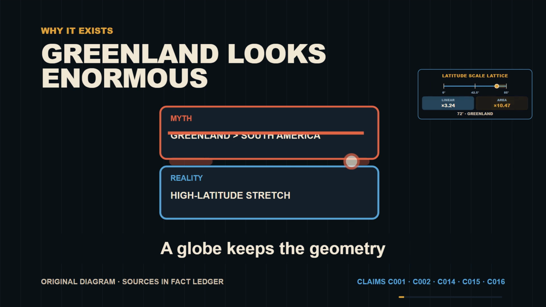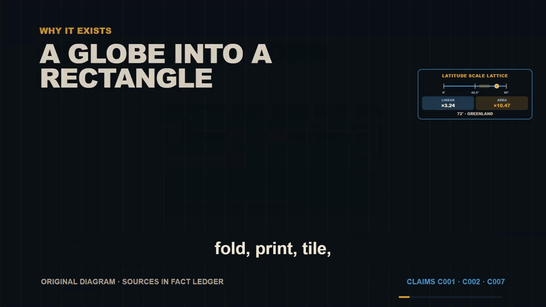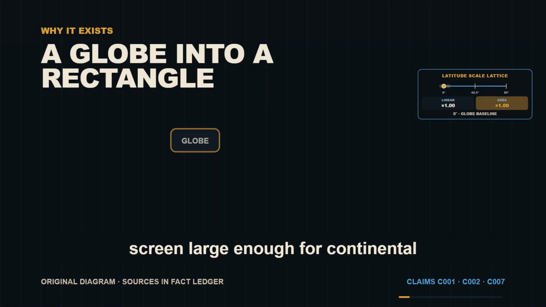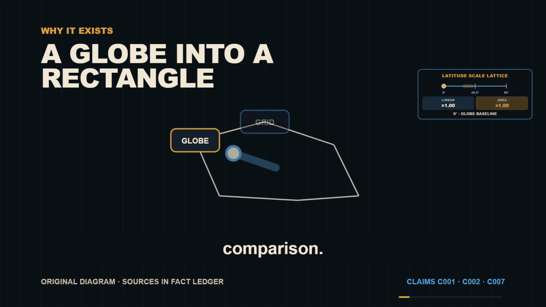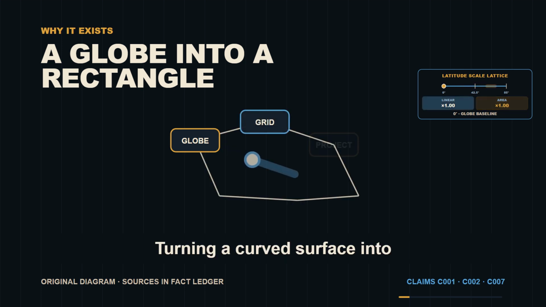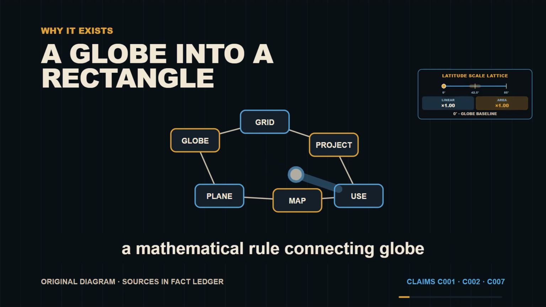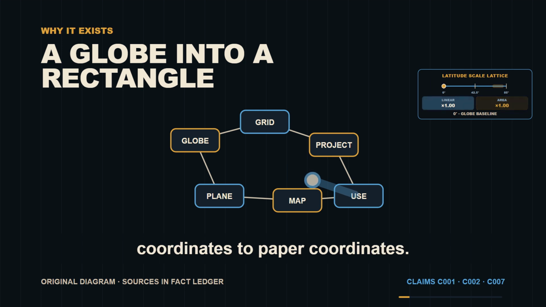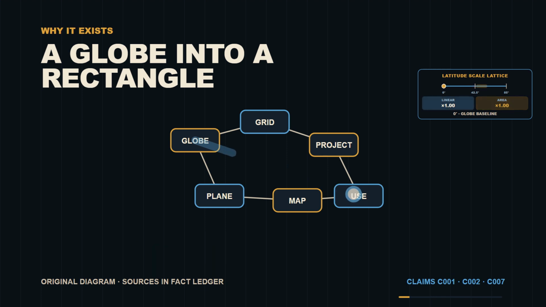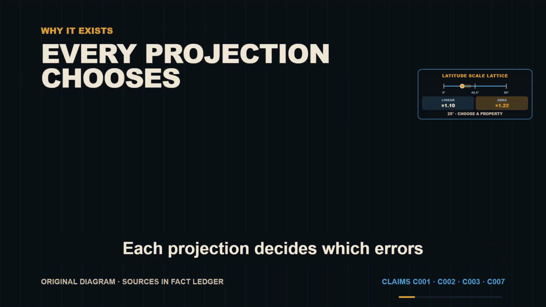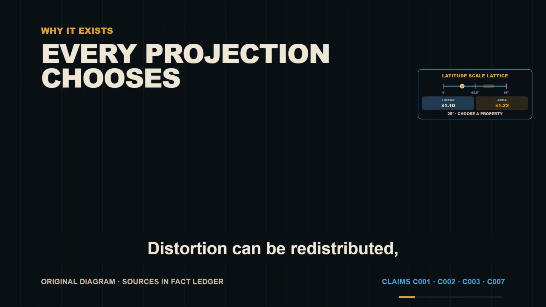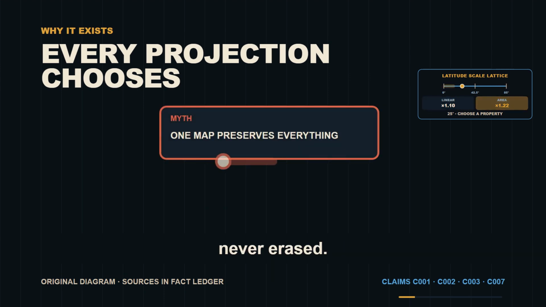A globe keeps the geometry honest, but it is awkward to fold, print, tile, or display on a flat screen large enough for continental comparison. Turning a curved surface into a rectangle demands a map projection, a mathematical rule connecting globe coordinates to paper coordinates. No rule preserves area, shape, direction, and distance everywhere. Each projection decides which errors to tolerate. Distortion can be redistributed, never erased.